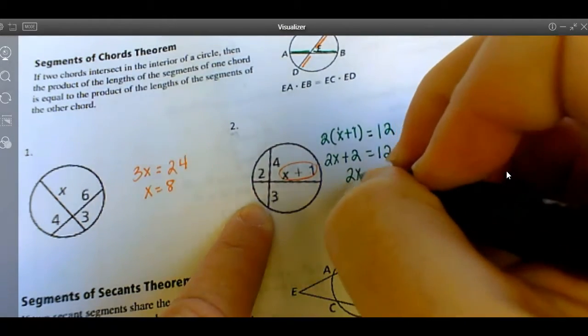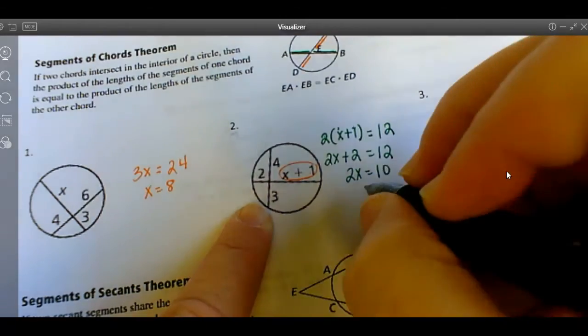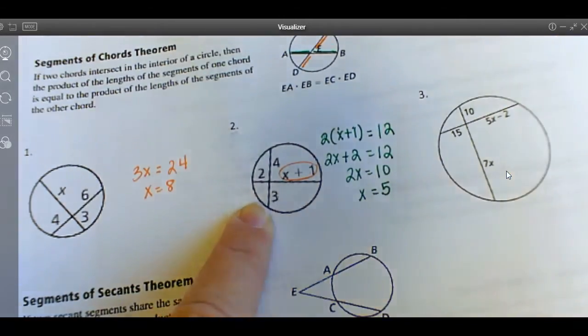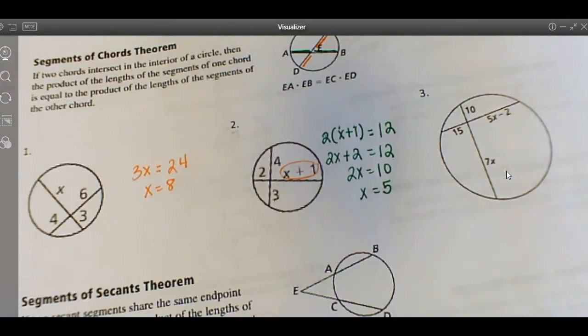Subtract 2 on both sides. Divide by 5. Divide by 2, I'm sorry. And then so we get what x is.